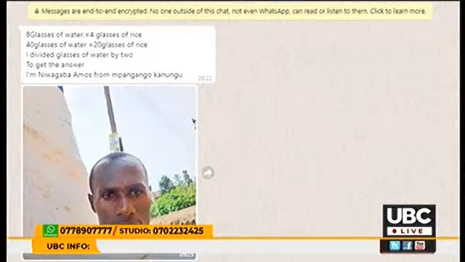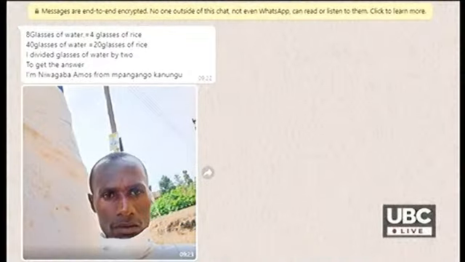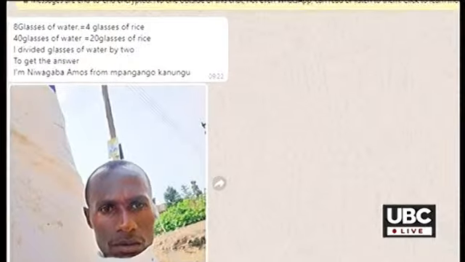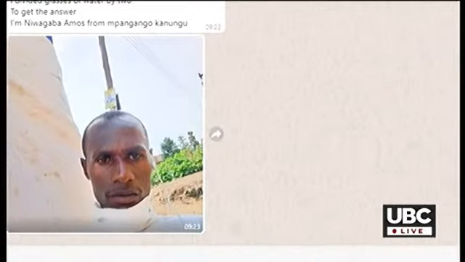All right, we have another contribution here. 8 glasses of water will be equal to 4 glasses of rice, which is okay. 40 glasses of water will need 20 glasses of rice. That's correct. And it continues to say, divided the glasses of water by 2 to get the answer. This is from Niwagaba Amos, from Mpangango Kanungu. Thank you, Niwagaba Amos.